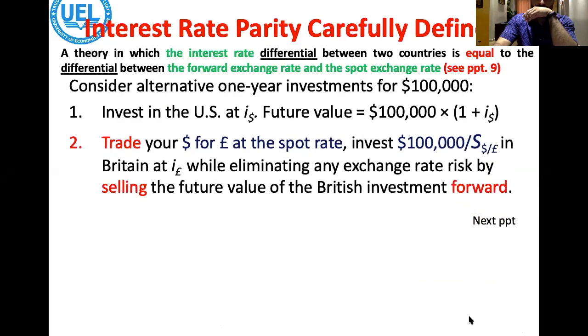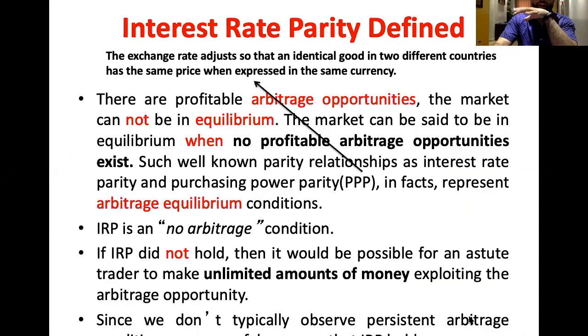Here is the slide number, I guess it's slide 4. Before this slide, we just looked at all these things. We also look at IRP, which means no arbitrage conditions. If IRP did not hold, then it would be possible for an astute trader to make an unlimited amount of money, as I mentioned before. If there is no arbitrage condition, we safely assume that IRP holds.